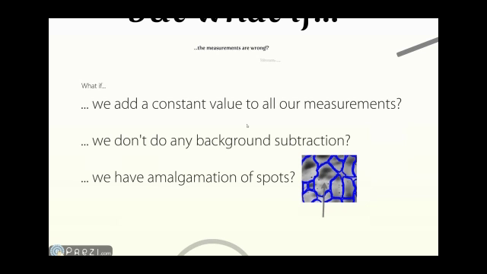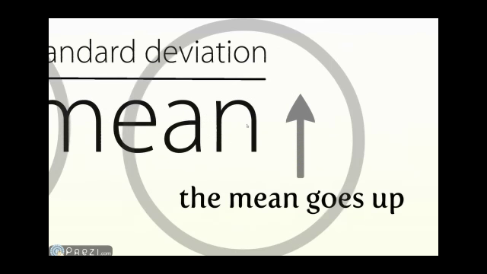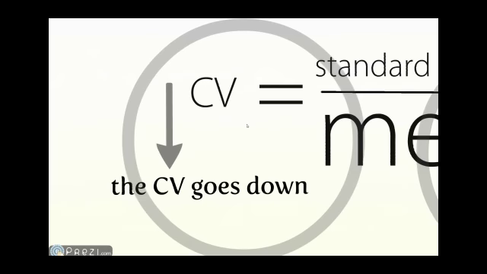Or what would happen if we have a lot of amalgamation of spots, which is usually the case, especially if you have software that's utilizing the 4th generation workflow with warping images and doing spot detection on a fusion image. In all these cases, we can see, of course, that the data would be worse because we are consciously creating problems in the data. And in all these cases also, the average value, the mean value, would go up. If we're adding a constant value to all our measurements, or if we have more amalgamation, then the spots would be bigger, and that will drive up the mean. If we don't do background subtraction, the mean would also go up. And if you look at the formula, that means that the CV values would go down.